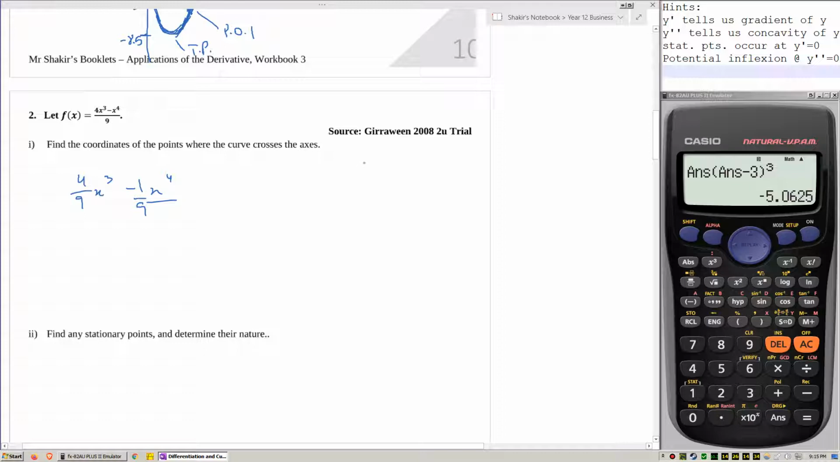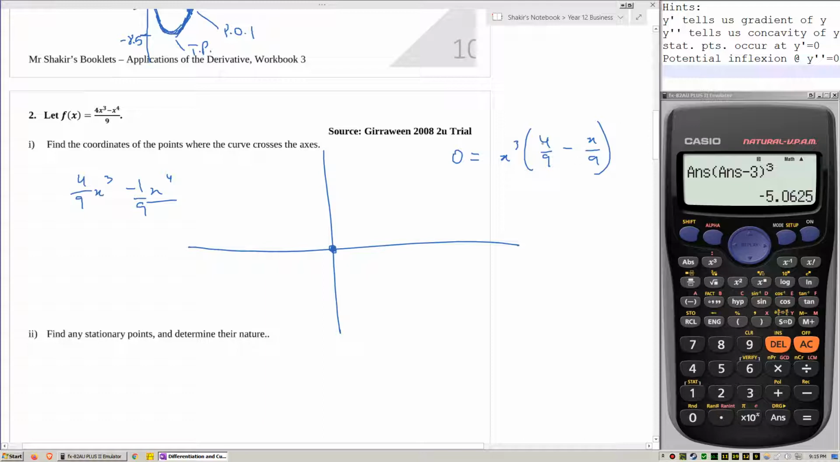The y-intercept occurs when x is 0, and so when x is 0, y is going to be 0. And so we know straight away that the y-intercept is over here. And where the curve crosses the x-axis, for x-intercepts, y will be 0. So when y is 0, let's factorize out the x cubed. And then you have 4 over 9 minus x over 9. And those are going to be my x-intercepts.